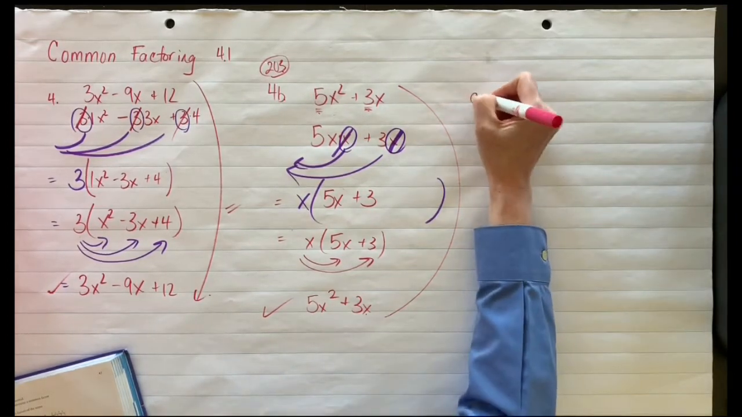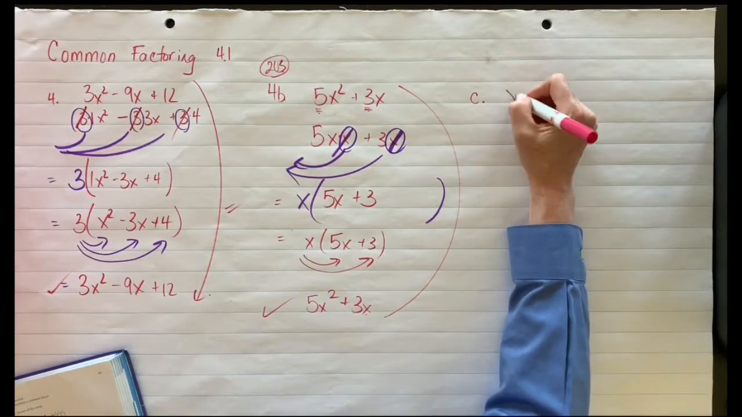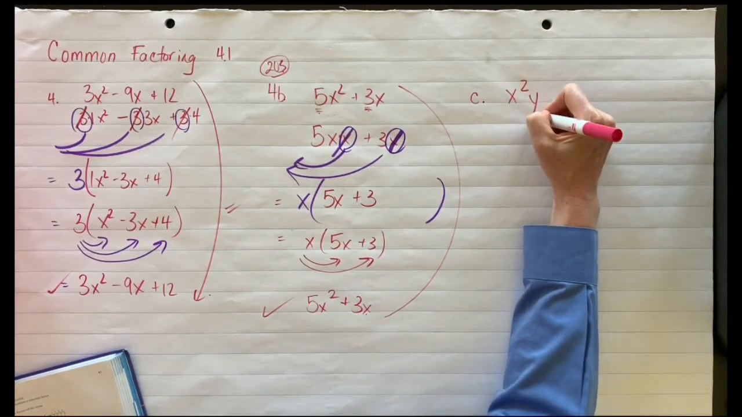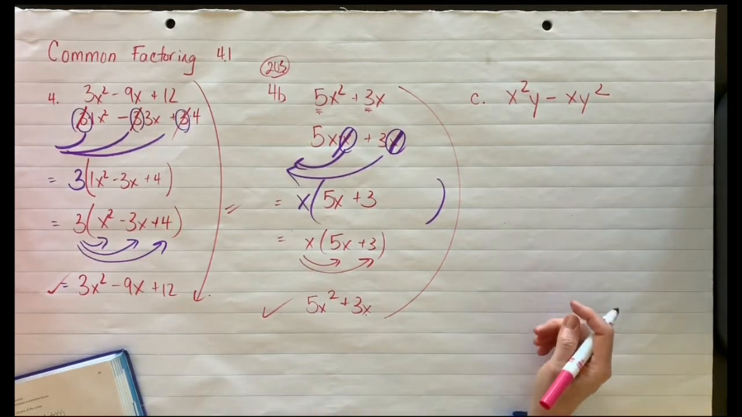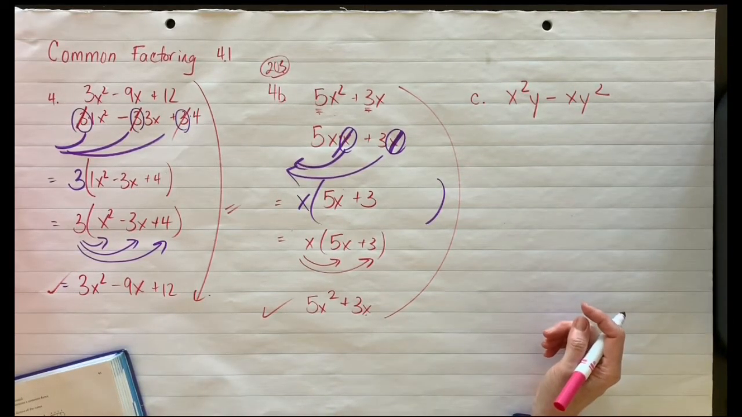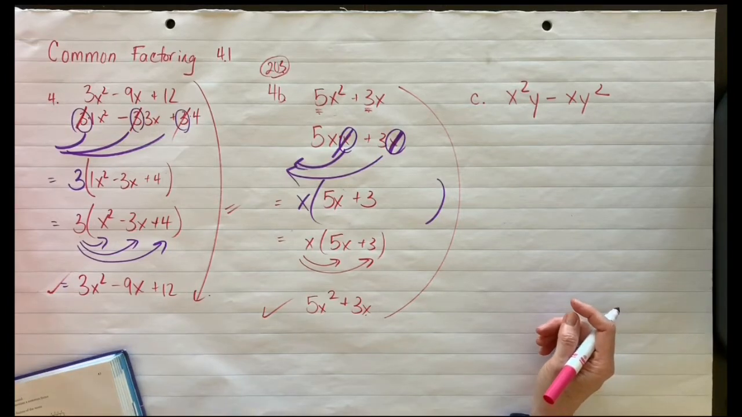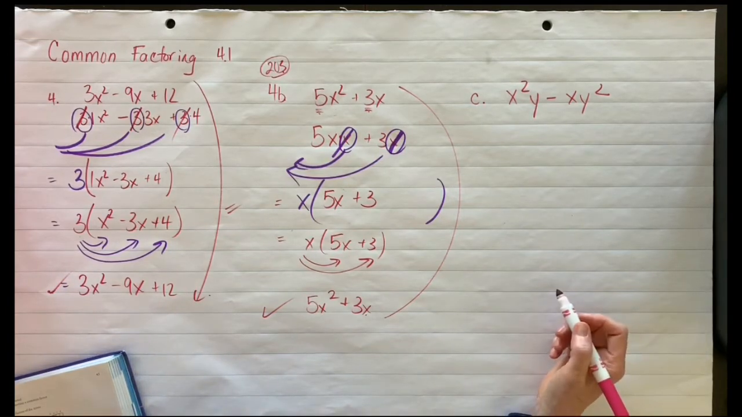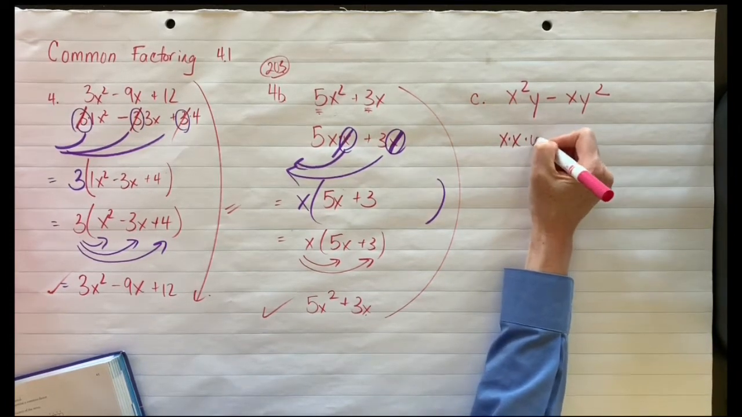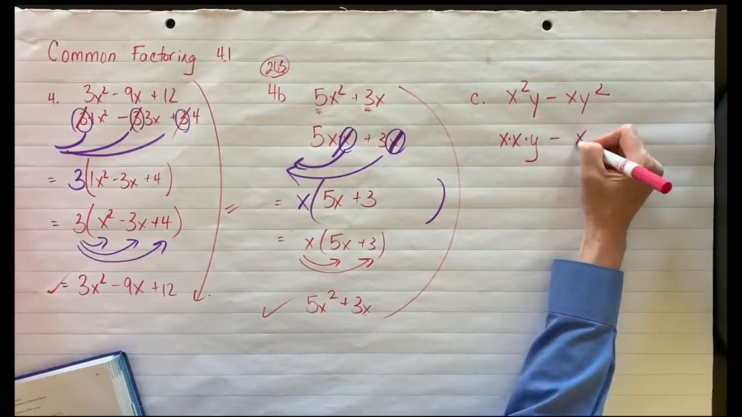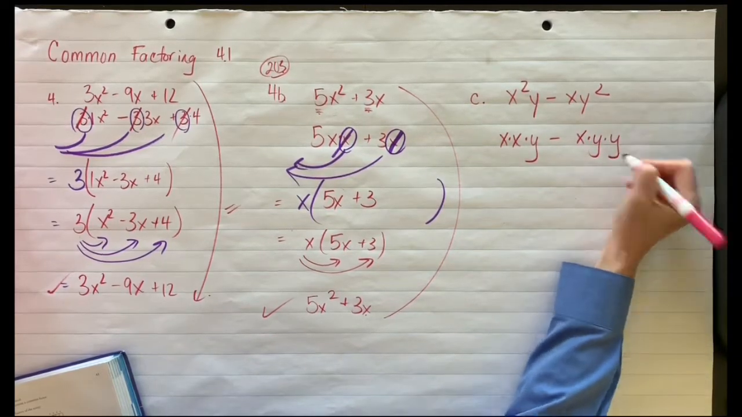Let's take a look at C. I have x squared y minus xy squared. Now, when you first start doing these, you might want to write them out, but after you've done them a couple times, you probably won't do this. You'll be able to do it in your head, but let's write it out. x squared y is the same as x times x times y, minus x times y times y.